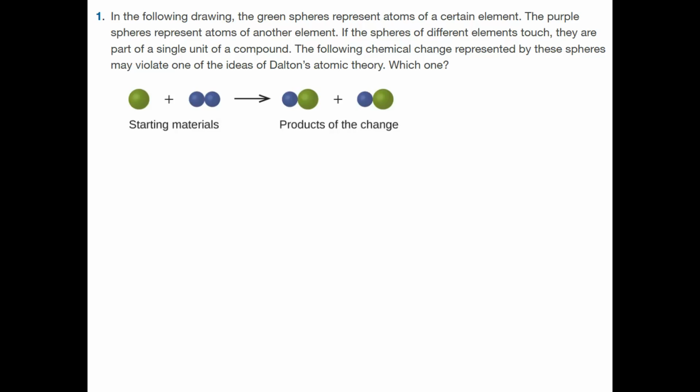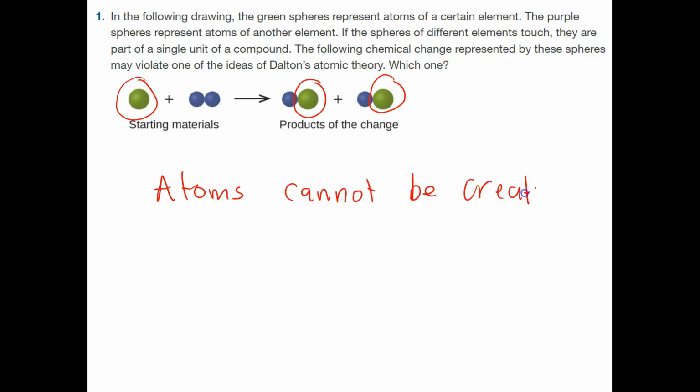The following chemical change represented by these spheres may violate one of the ideas of Dalton's atomic theory. Which one? I hope that what you can see pretty quickly is that in the starting materials we only have one of the green elements, but in the products of the reaction we have 2. So clearly we've got an issue here with the law of conservation of matter, and so the idea that's being violated here is that atoms cannot be created during chemical change, right? That's the problem, isn't it?